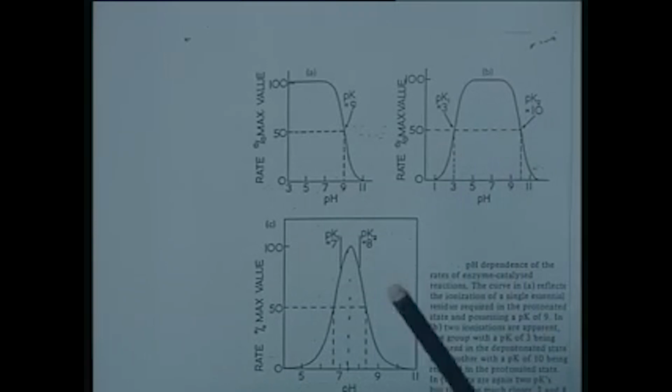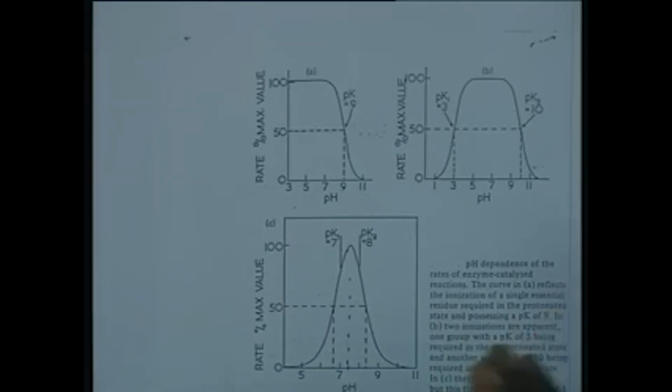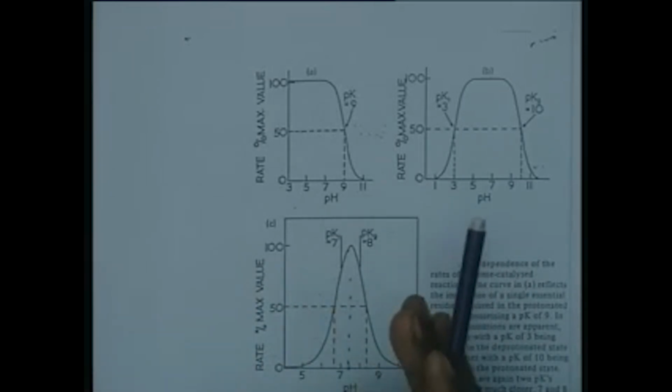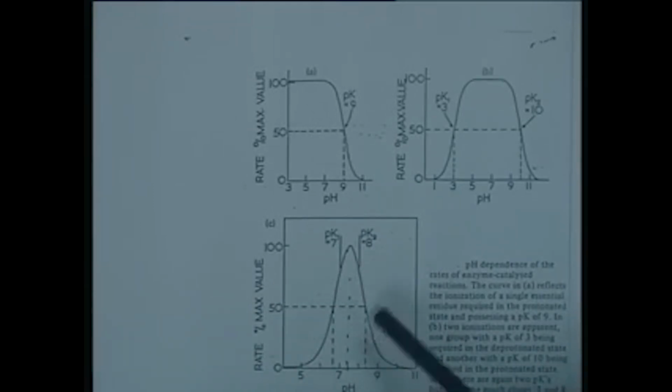But in case the pK values of the two ionizable groups are close enough, then at a particular pH the ionization of one amino acid residue also ionizes the other to a different extent. In that case both the ionization results are merged, and you get a sharp profile, because here the pK values of the two amino acid residues are 7 and 8, which are pretty close. That is the kind of scenario you get.